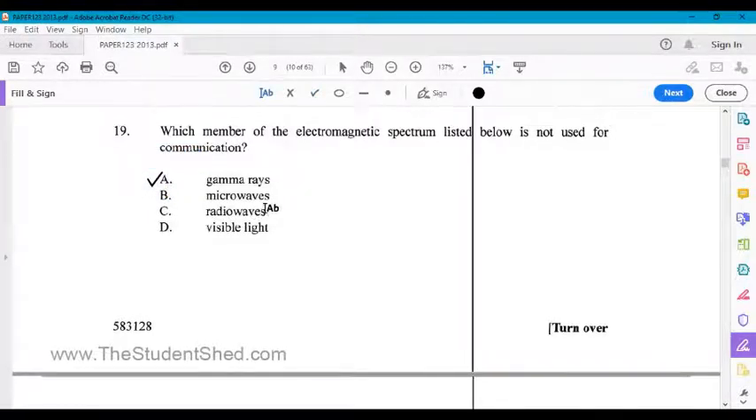And if you think about it, what do the other three have in common? They're safe for us to use for communication because they're non-ionizing. Microwaves, radio waves, visible light. We don't want to be exposed to gamma rays on a daily basis. They're dangerous. So definitely that one is out.